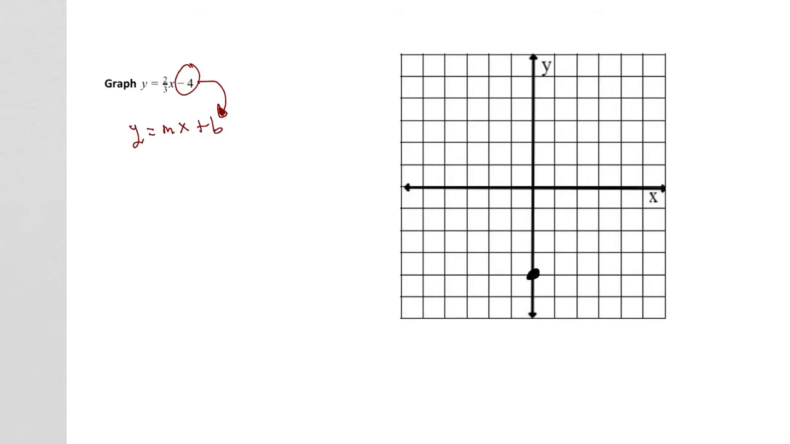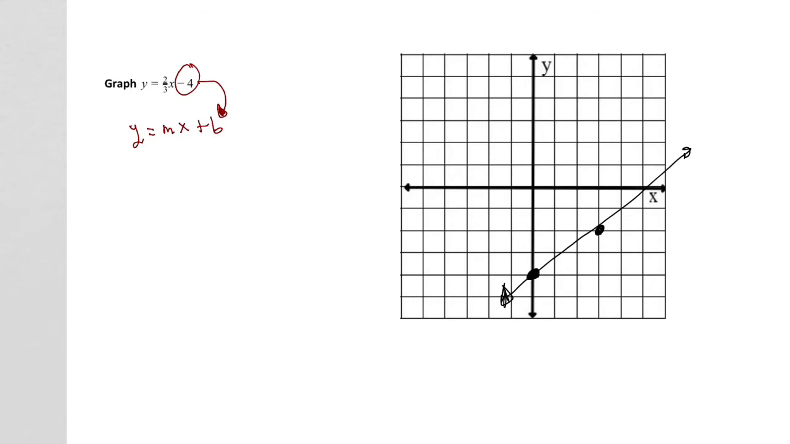And now from this point right here, I'm going to make use of the slope, or the rise over run. Here the rise is going to be attributed to the numerator, and the run is going to be attributed to the denominator. So 2/3 is telling me to rise 2. I'm going to go up 1, 2, and then it's telling me to run 3. 1, 2, 3. So I'm going to make a point right there. I'm going to go ahead and graph it. And now I just connect the dots with a straight line, and that would be the graph of this equation.